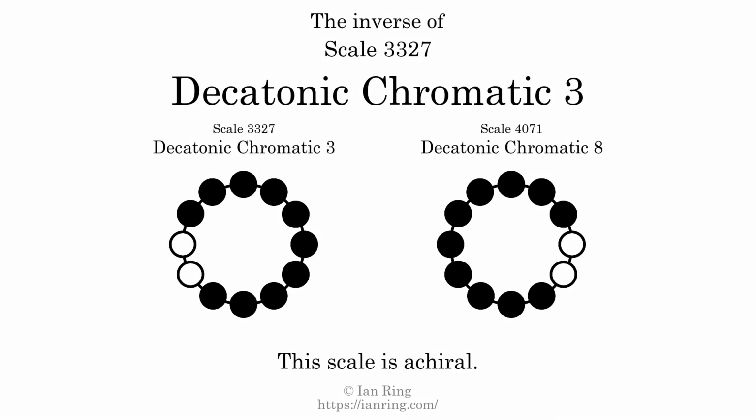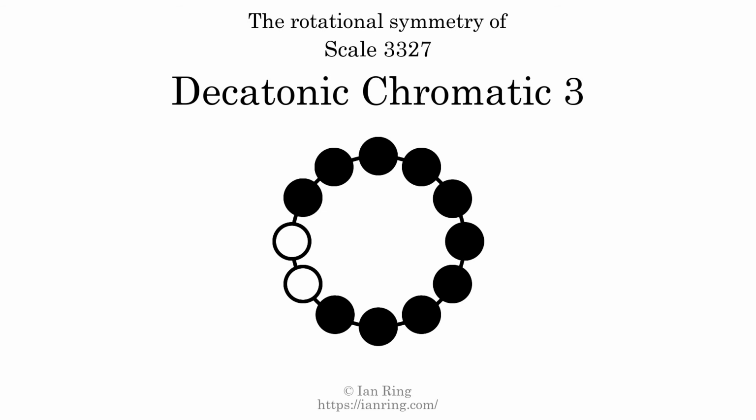The inverse of a scale is a mirror image. It is what you get when the sequence of intervals is reversed. The inverse of this scale is scale 4071, also known as Decatonic Chromatic 8. This scale is achiral, since it can transform into its own reflection by a rotational transformation. This scale has no rotational symmetry.